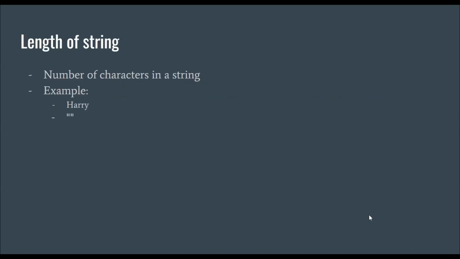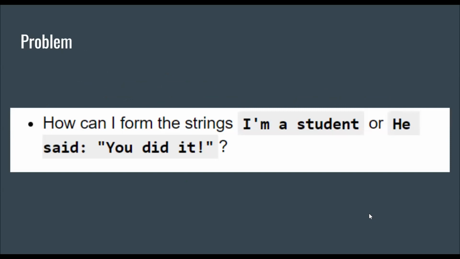Okay, so a problem. How can I form the string "I am a student" with a quotation mark inside it? How can you do this? Also, how can I form the string He said "you did it" with double quotes inside it? Let's see why this might be a problem in Python. Let's move to Jupyter.